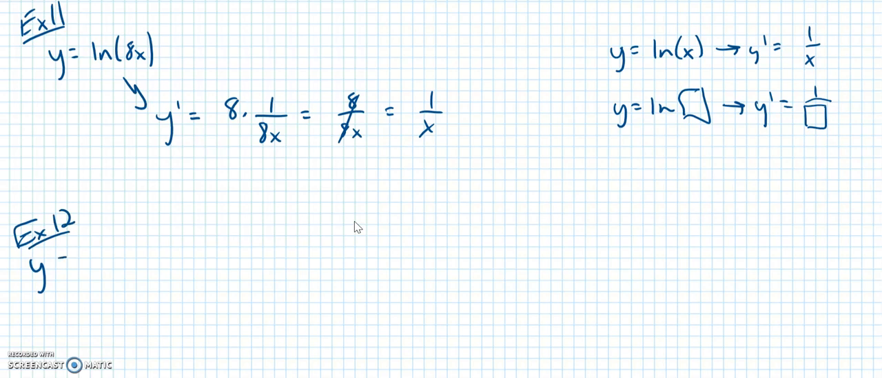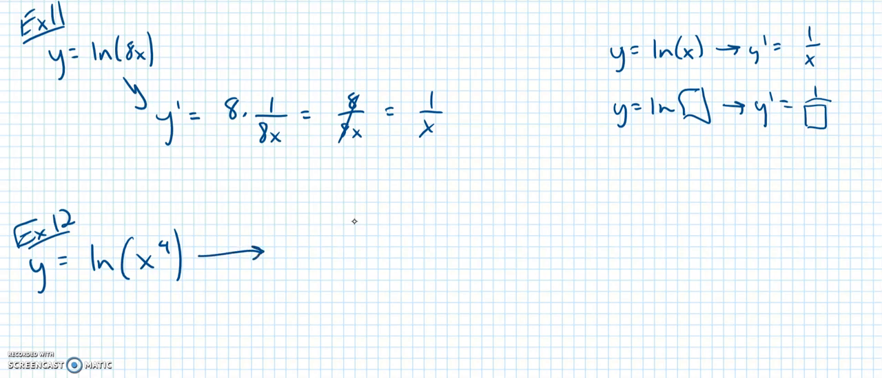Y equals ln of x to the fourth. See if you can figure out the derivative of this one. If you understood what I did on the last one, you could do the same kind of cancellation. Okay, here comes the answer. The answer should be 4 over x. Let me show you where that comes from.